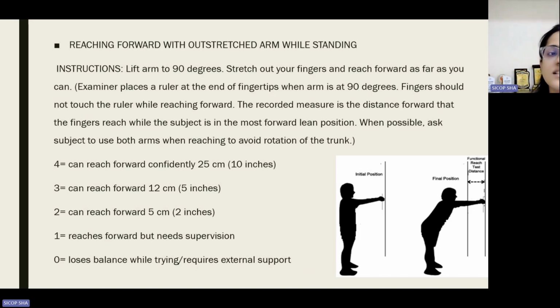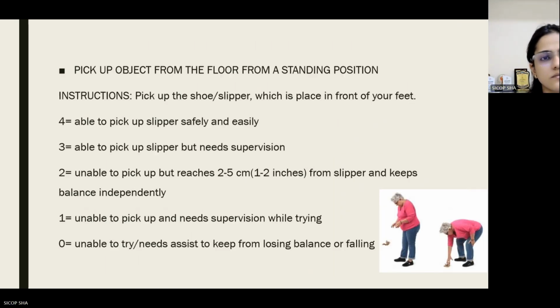So the scoring for the same goes: 4, can reach forward confidently 25 centimeters, that is 10 inches. 3, can reach forward 12 centimeters, that is 5 inches. 2, can reach forward 5 centimeters, that is 2 inches. 1, reaches forward but needs supervision. 0, loses balance while trying or requires external support.